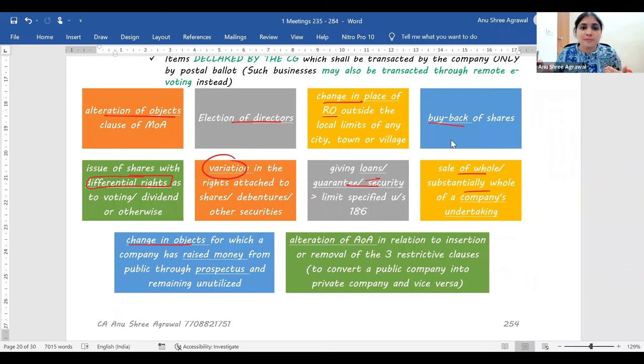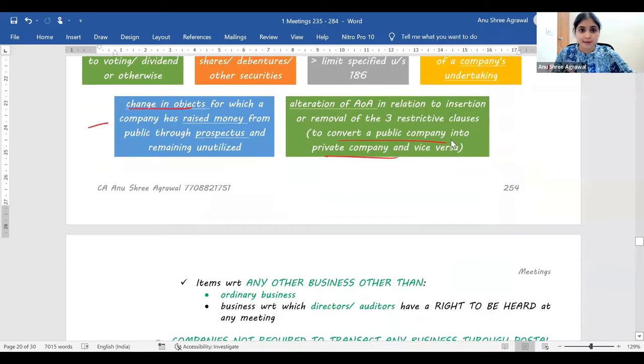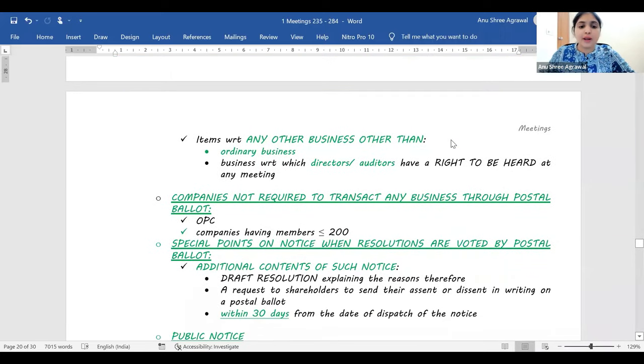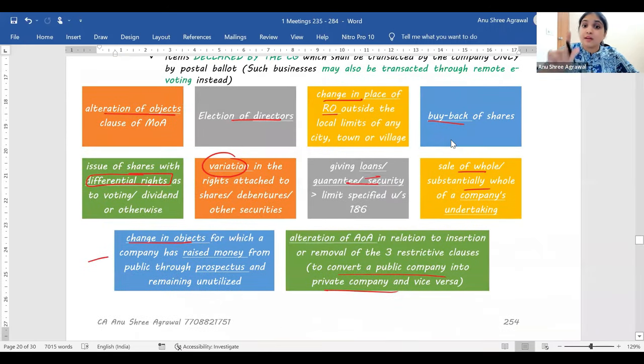Now you want to use the money for a different business. You need approval of shareholders, and even for that postal ballot you need. Or if you want to convert a public company into a private company or vice versa, for these matters postal ballot is mandatory. But even for these matters, postal ballot is not required if you're a one-person company or if you have a company with up to 200 members. So for these matters, one-person company and company with up to 200 members, postal ballot is not mandatory.